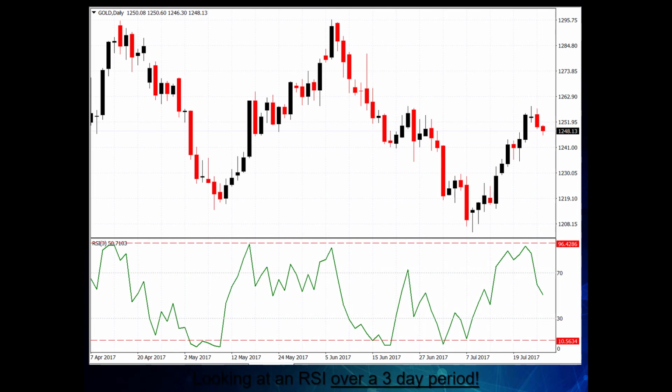Here is gold using an RSI of 3. Now, as you notice, I've actually widened the parameters to 95 on the top side and 10 on the bottom side, because that seems to be where the market bottoms out and also tops out.